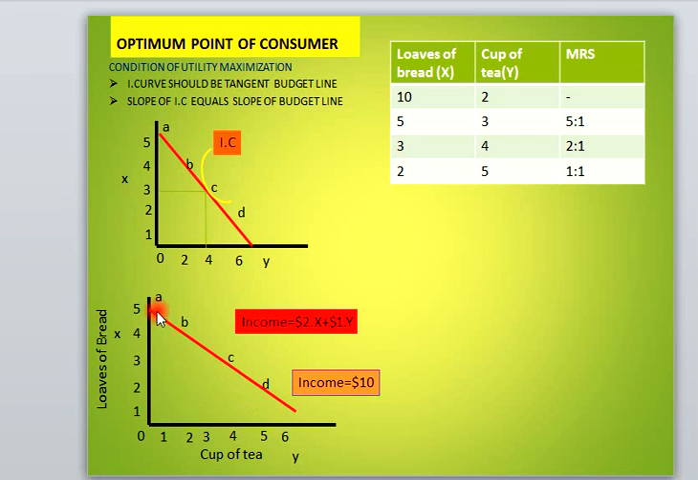Now, all these points, A, B, C, D, show the points at which a consumer can fully utilize his income. Now, what are we talking about? We are looking at the optimal point of consumer. For a consumer to maximize his satisfaction from consumption of goods or service, he must follow this condition.